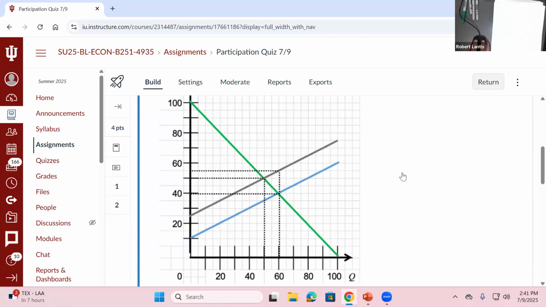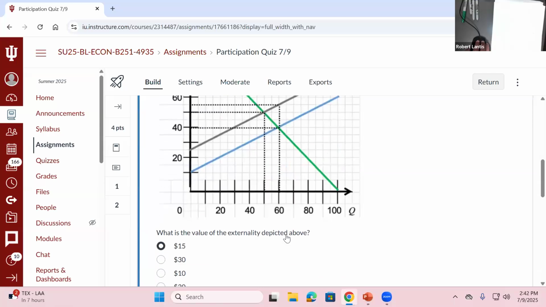So where will the market arrive at? Well, where does supply equal demand? That would be at a quantity of 60. Where does society want that quantity to be? The efficient quantity for society will be where the marginal social cost is equal to the marginal social benefit. That would be down here at a quantity of 50. So the market arrives at a quantity that's too high.